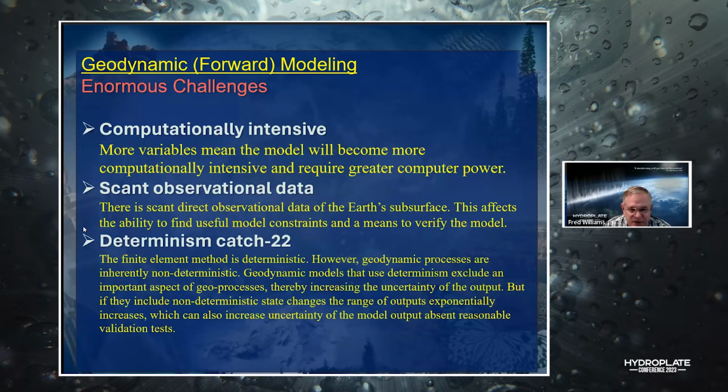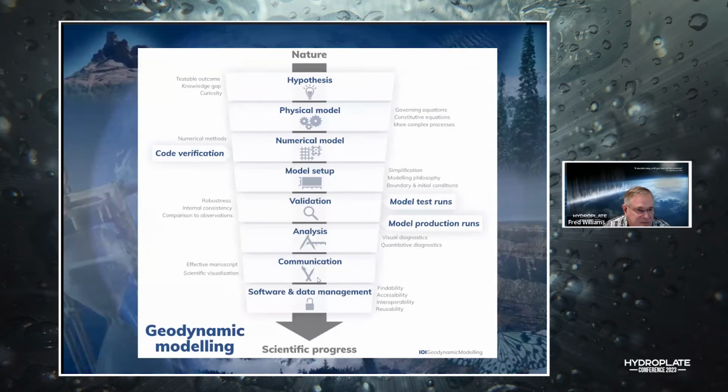Determinism catch-22. I don't want to spend a ton of time on that. It's one that I mentioned in the paper, and basically, Baumgartner uses the finite element method, which is deterministic. However, geodynamic processes are definitely non-deterministic. So read my paper if you want more details. Determinism basically yields the same result given the same inputs. It makes life easier if you're trying to test something. Conversely, non-determinism is a property whereby the same inputs can produce different results.